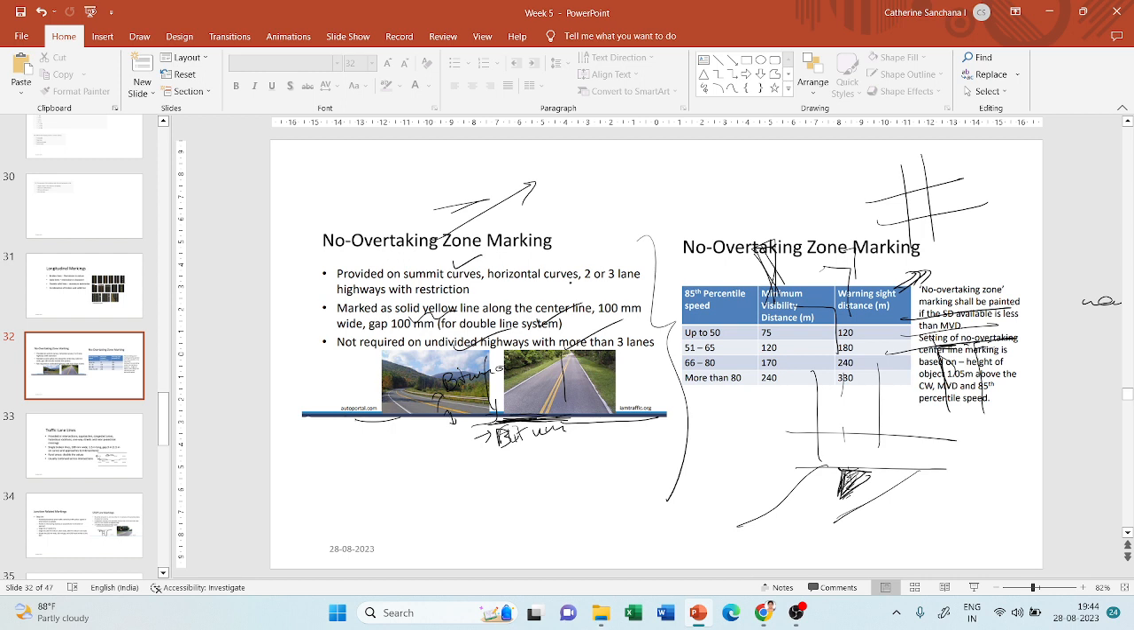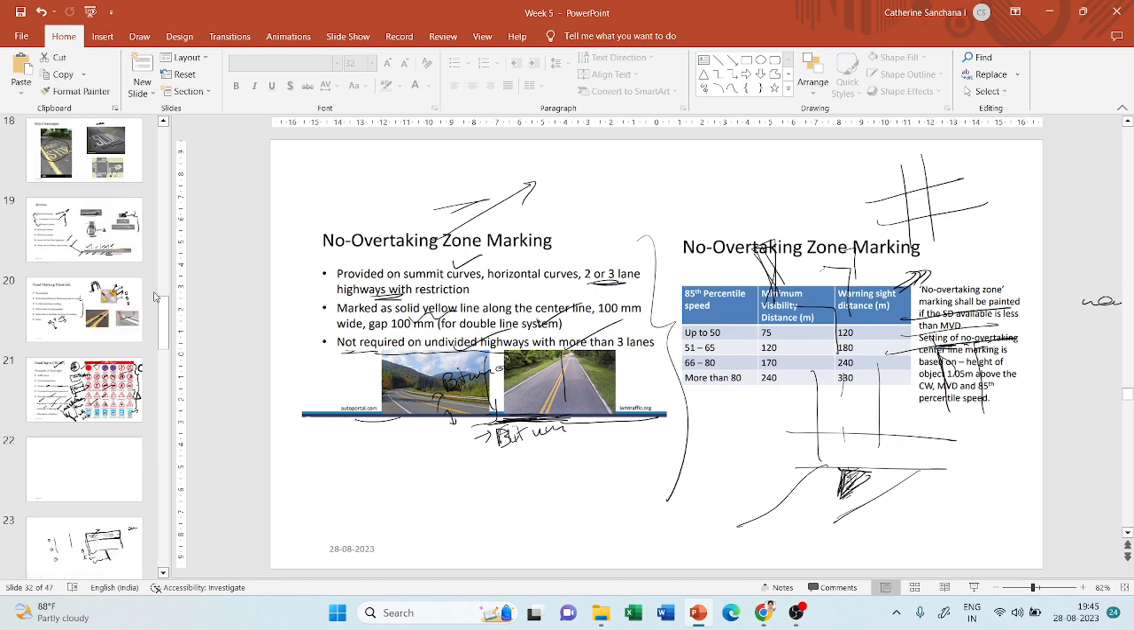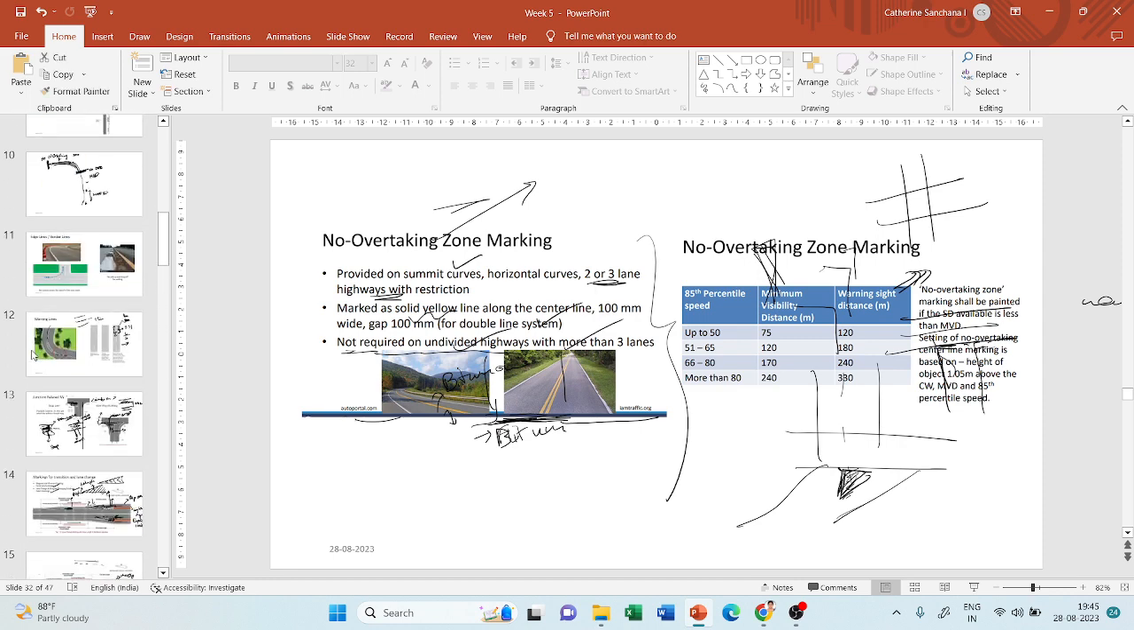We saw 2 or 3-lane highways with restriction. What was given in the problem is undivided highways with more than 3 lanes. So it is provided only for 2 or 3 lanes with restriction, not for more than three lanes. See, not required on undivided highways with more than 3 lanes. And valley curves, I've already mentioned that it is provided only on summit curves, not on valley curves. So the answer to this will be just 1 and 2.